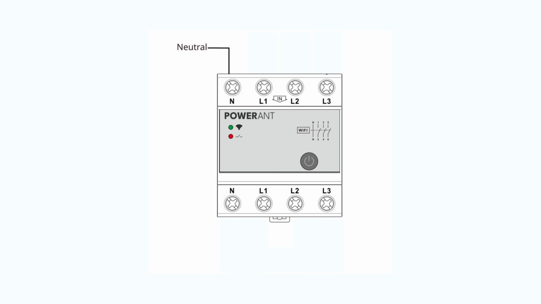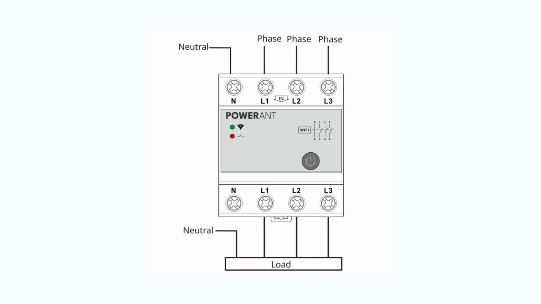Connect the neutral cable to the N terminal. Also connect the phase cables L1, L2, and L3 as the input for the device. Lastly, connect your load to the output terminals of the device. You can take the neutral line from the device itself or from the neutral bar.